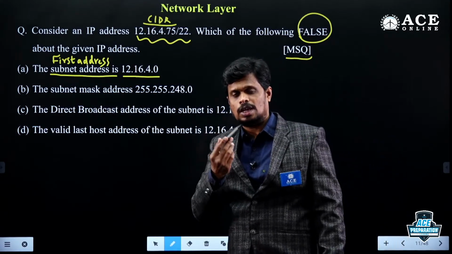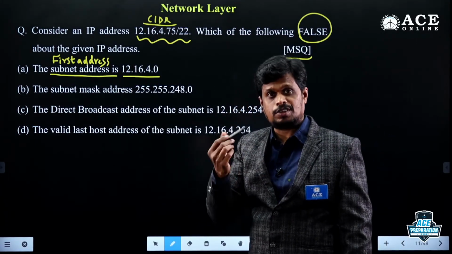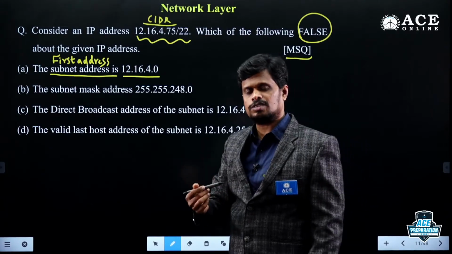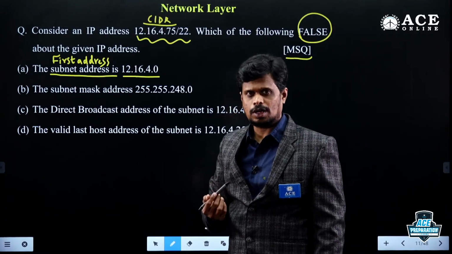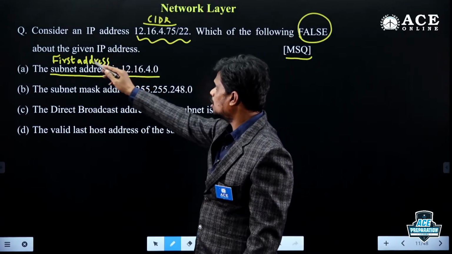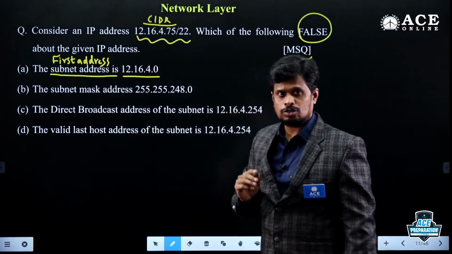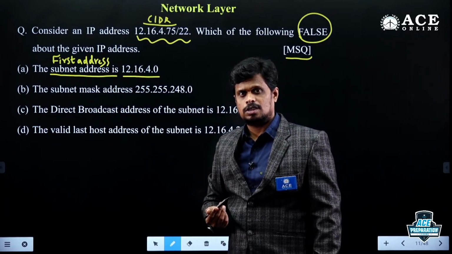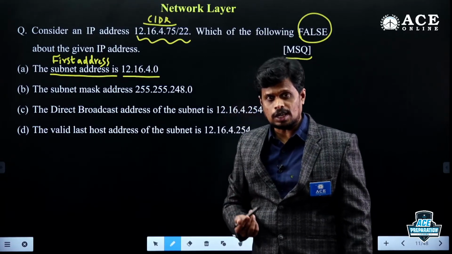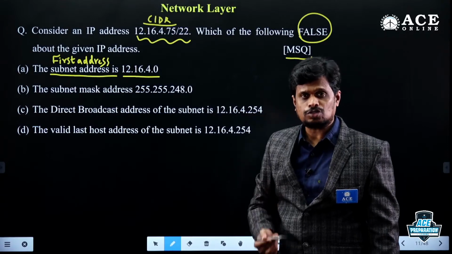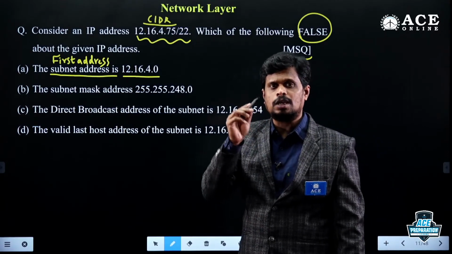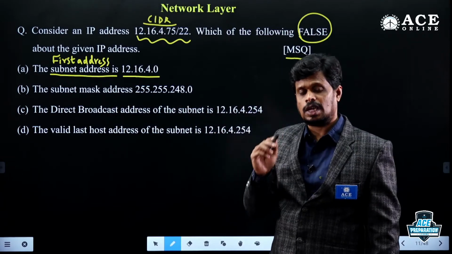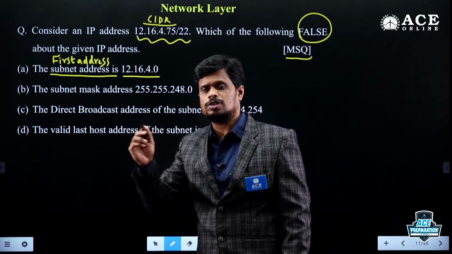Similarly, you can say network address is also called the first address of the network. In the same way, subnet address is also called the first address of the subnet. Now I am going to calculate the first address. In CIDR, how can I calculate the first address? Try to recall. To calculate the first address, I need to set 32 minus n number of rightmost bits to 0.